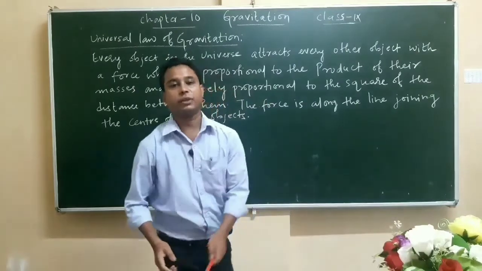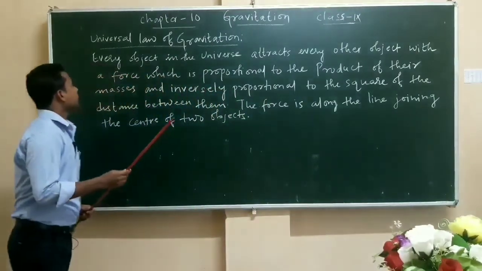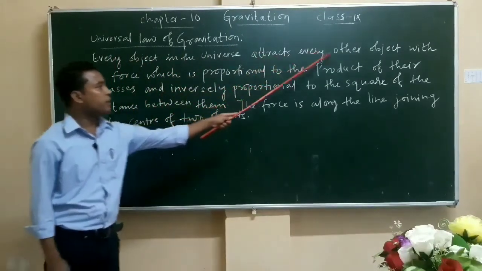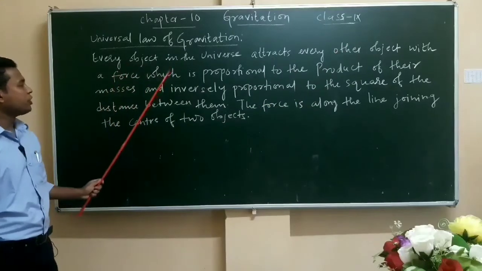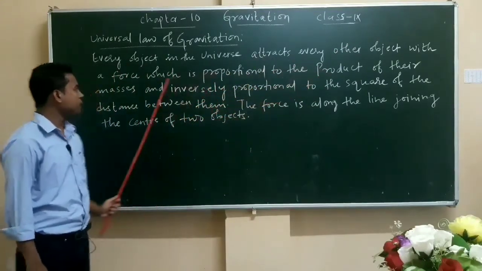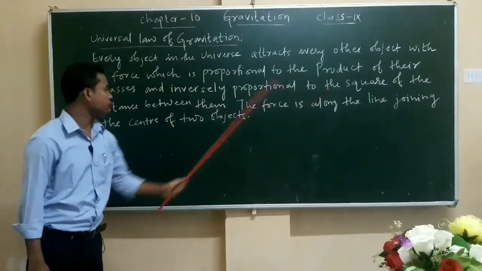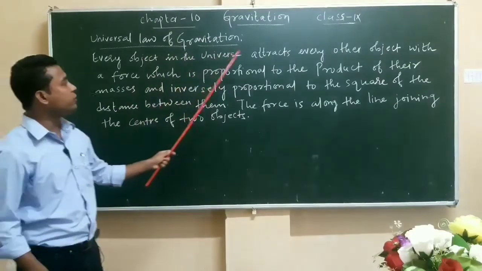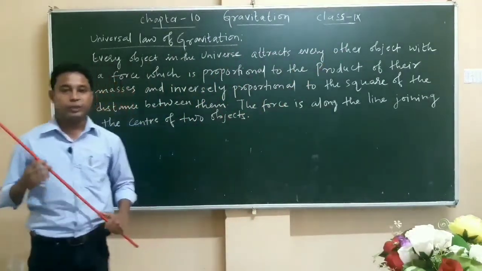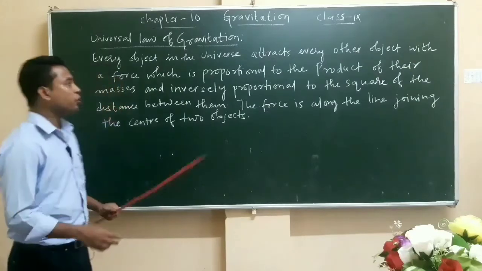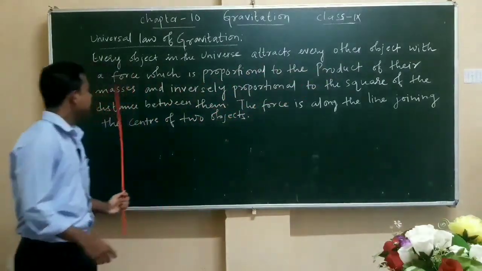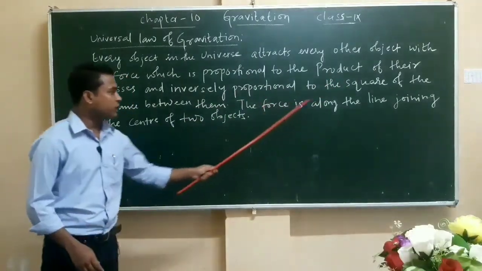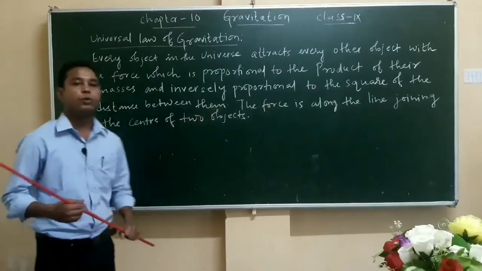Now let us see what is universal law of gravitation. Every object in the universe attracts every other object with a force which is proportional to the product of their masses and inversely proportional to the square of the distance between them. The force is along the line joining the center of the two objects.